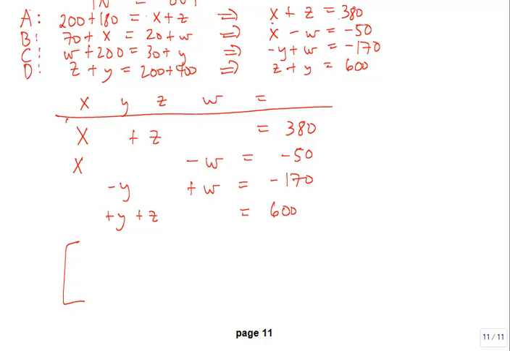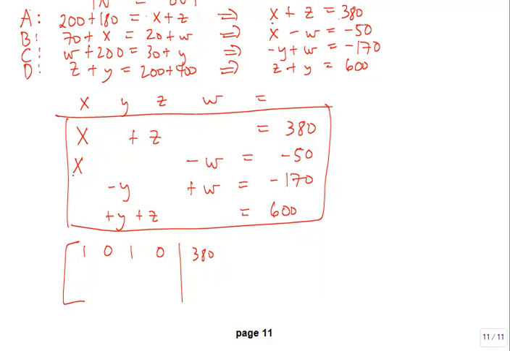Well, this top row right here, these are what I'm looking at. This becomes a 1 for X, a 0 for Y, a 1 for Z, a 0 for W, and I have that 380. Second equation, I have a 1 for X, a 0 for Y and Z, and a negative 1 for W, and a negative 50. Third equation has no X, a minus 1 for Y, no Z, a plus 1 for W, and a negative 170. And the bottom equation, no X, 1 Y, 1 Z, no W, 600. So this is what we need to type in for our matrix A.